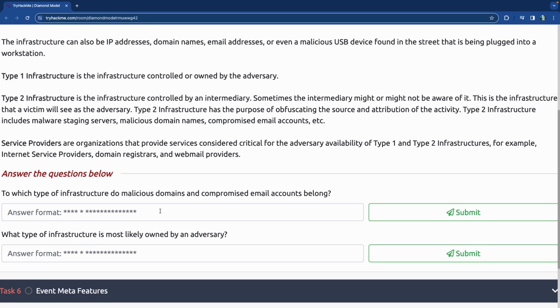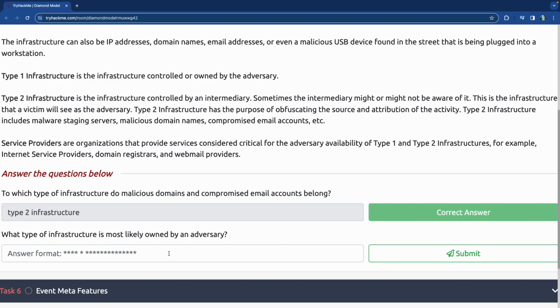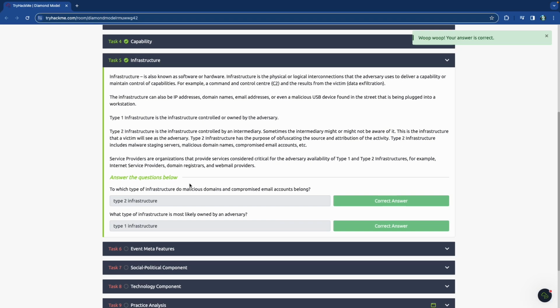So, to which type of infrastructure do malicious domains and compromised email accounts belong to? So that would be a type 2 infrastructure. What type of infrastructure is most likely owned by an adversary? And that would be type 1. So there's really only two answers here, so that's pretty easy to do.